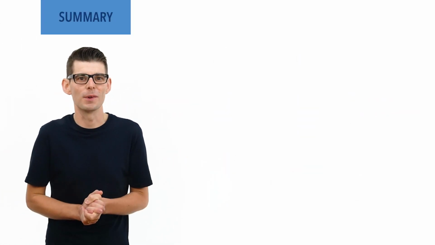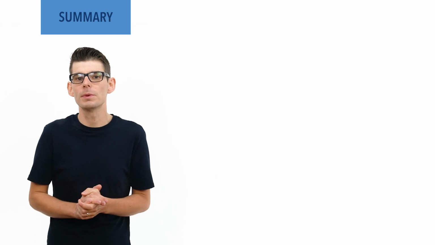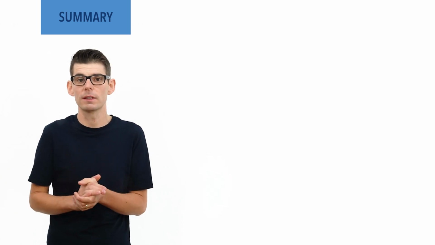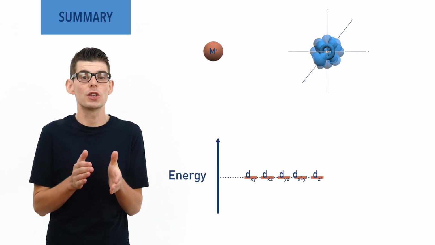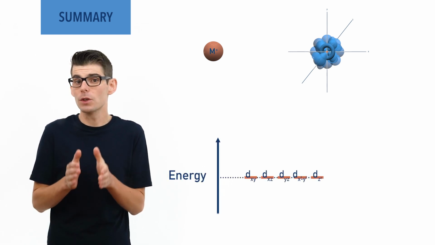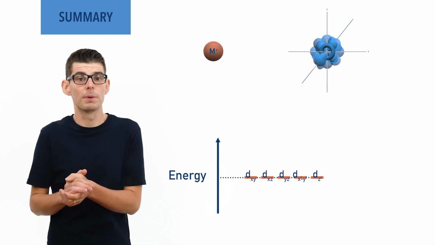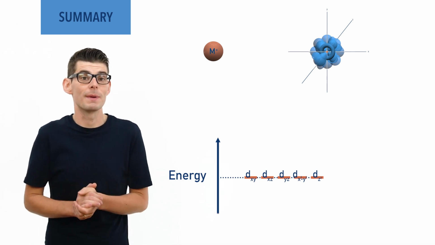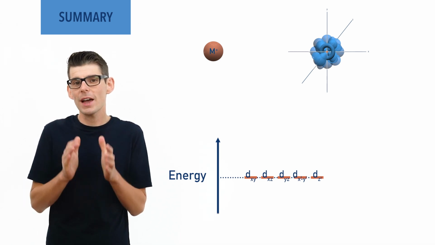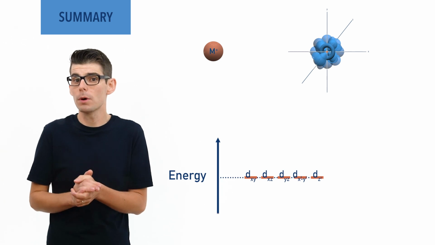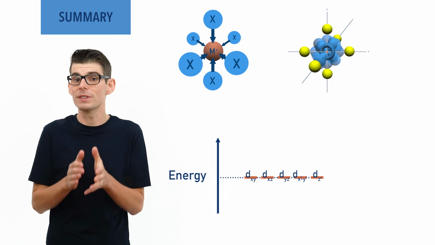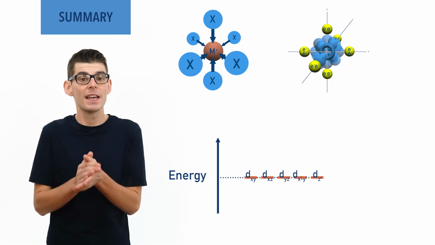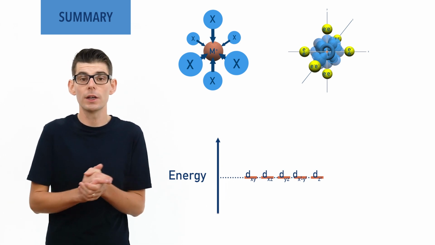So, to summarise, the outer d orbitals of a gaseous transition metal ion are all equal in energy. They are considered degenerate. It doesn't matter which orbitals electrons occupy first, they all have the same energies. If atoms or groups form coordinate bonds to a transition metal ion, however, the electrons forming the bonds interact with the electrons in the outer d orbitals of the ion.